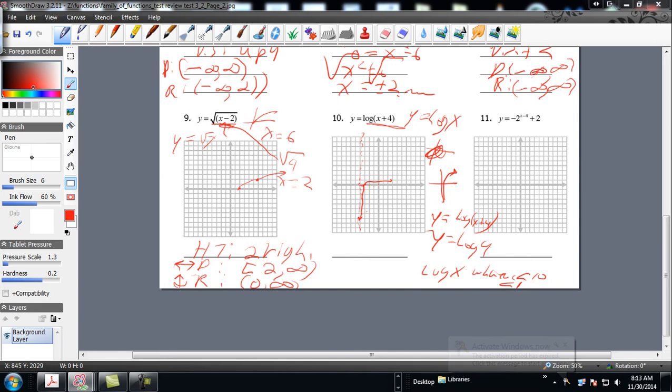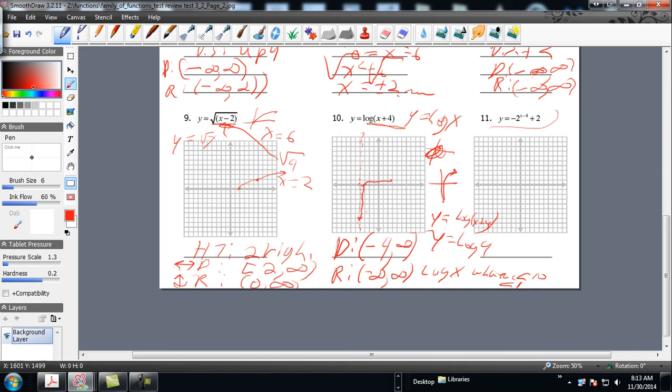Zoom back out. Now you can come here and say, what's my domain? My domain is -4 to infinity, because I don't touch it. That's why this is a parenthesis. My range is negative infinity to what? Infinity. Notice it's still infinity. It gets there slowly, but it's going to be going up slowly.